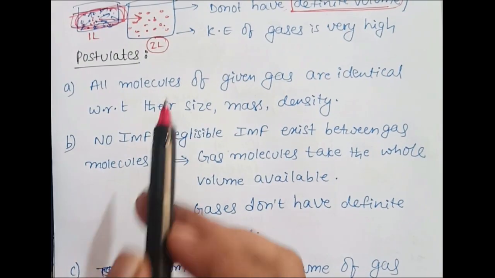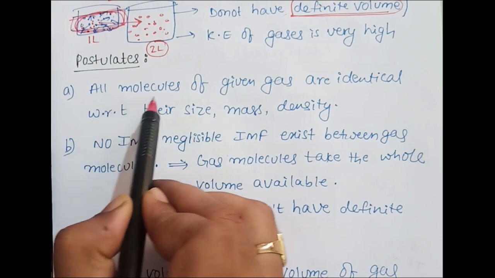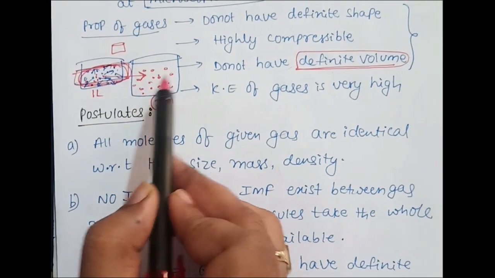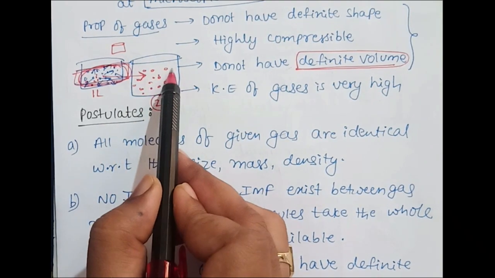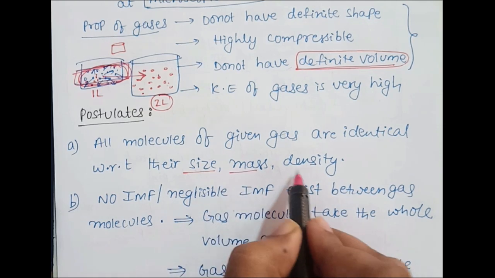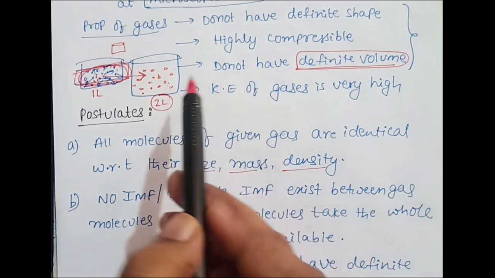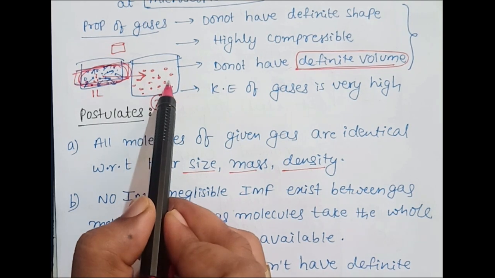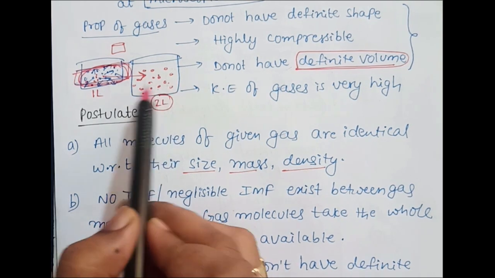Once again, revision. All the molecules of a given gas are identical with respect to the size. If you take a container, there are X number of gas molecules. All the molecules are similar in terms of size, mass, or density. So if you talk about one molecule, that will be applicable to other molecules also, because all are identical.